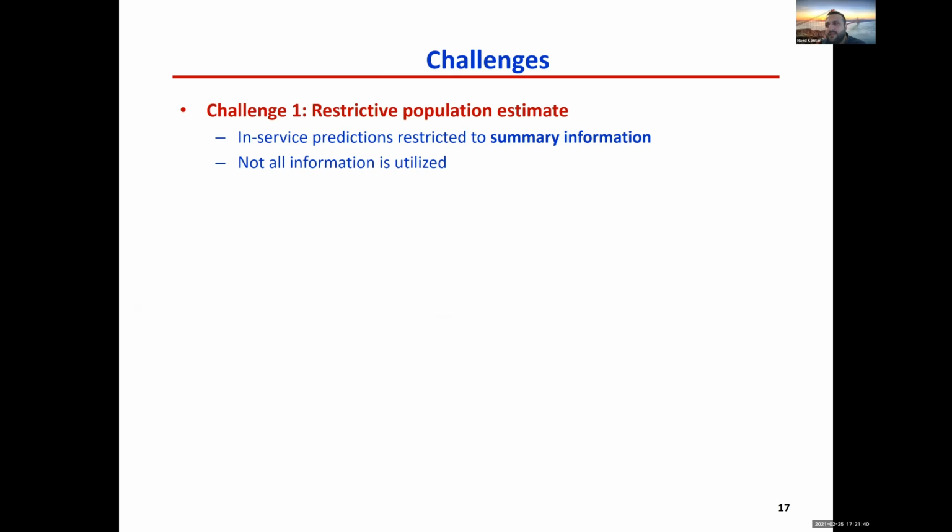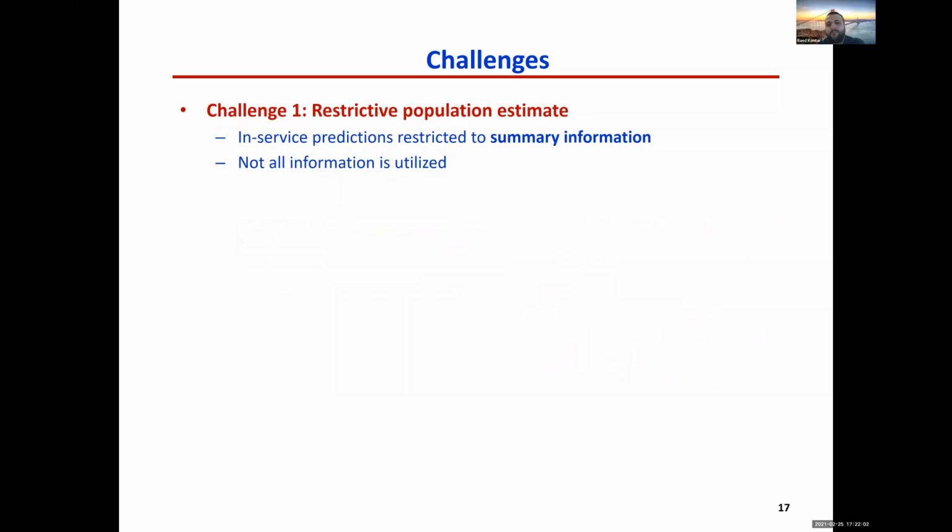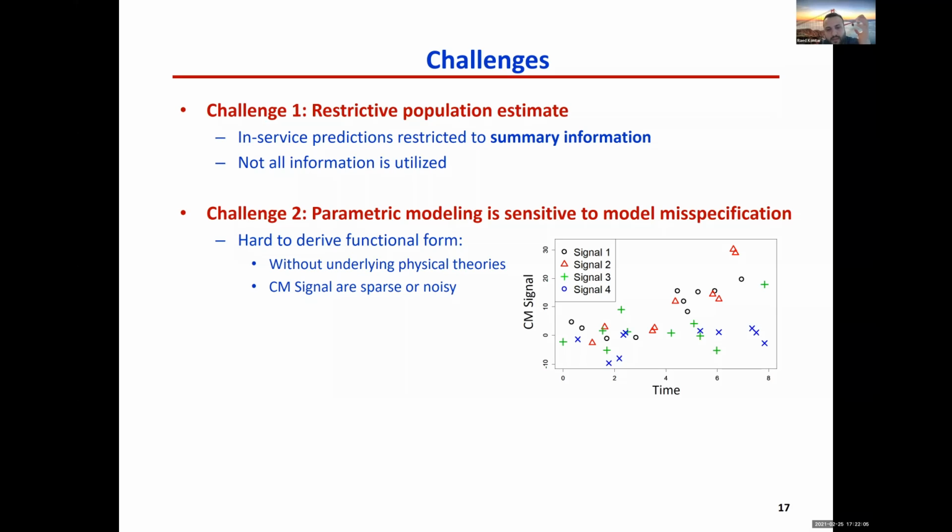So one challenge is actually you're only using summary information to do inference. So you're not letting data speak for itself. A lot of the data is being thrown away. However, this comes at the cost of efficiency. When you're just updating a summary statistic, it's much more efficient than using all the data that you have. Also, many of these models have some parametric assumptions. And parametric specifications are often very sensitive, specifically if we do not know the underlying physics of the system or we have sparse signals.